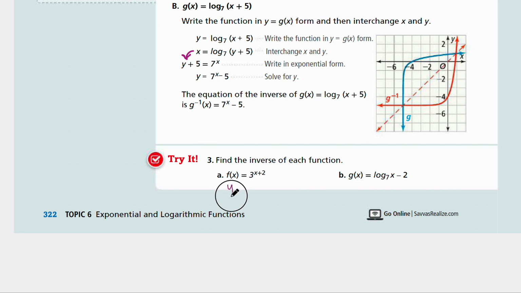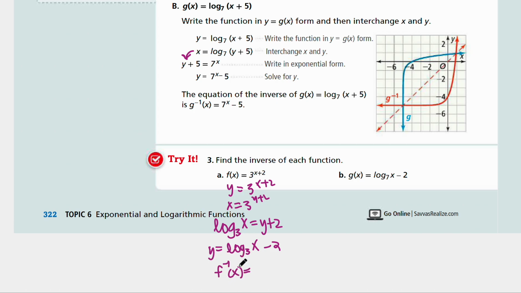So you're going to switch this to y equals 3 to the power of x plus 2 and switch x and y and solve for y. You're going to change this to log function. So log base 3 of x is equal to y plus 2. So y is equal to log base 3 of x minus 2. And that is your inverse function of f of x. So rewrite this in the function notation.